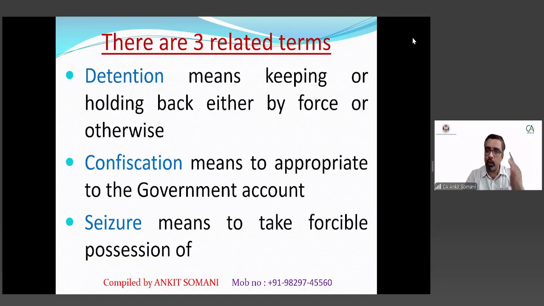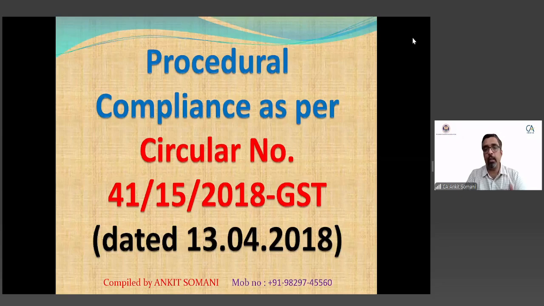Now let's understand the law word by word, section by section, considering all the relevant amendments. And what I'm presenting is the law which holds good as on date. Before that, one very important procedural compliance is to be considered, to be understood by every user and even by the officer. So many times we are visualizing an aspect whereby Circular 41/15/2018 dated 13th of April 2018 is not being followed. The procedural compliance is not being followed.